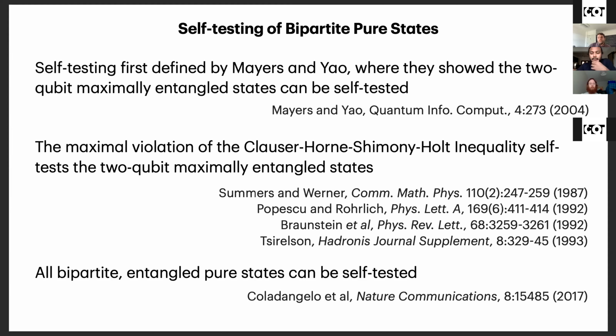So self-testing, as a terminology and as a framework, was first defined by Mayers and Yao in 2004, where they showed that the 2-qubit maximally entangled states can be self-tested. But interestingly, independently, going back to the 80s, it was shown that if you have Tsirelson's bound, or the maximal violation of the Clauser-Horne-Shimony-Holt inequality, this also self-tests the 2-qubit maximally entangled state. So there was a long history of this problem that's been discovered and rediscovered by many people.